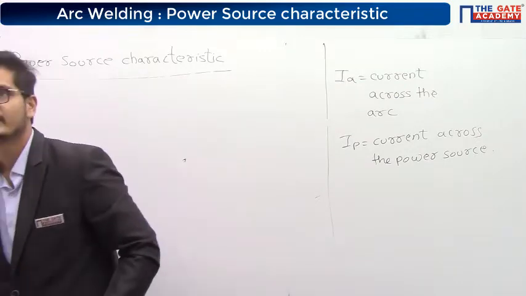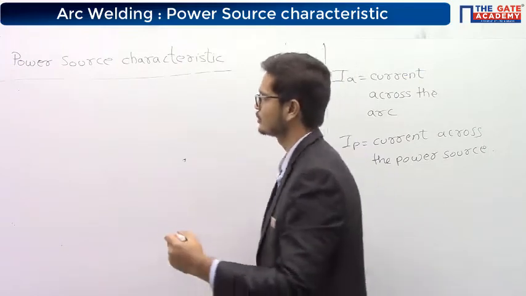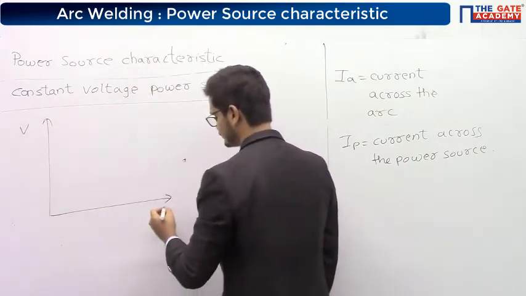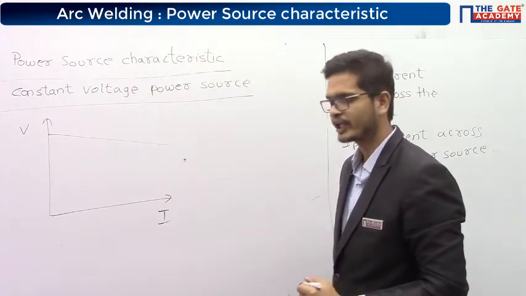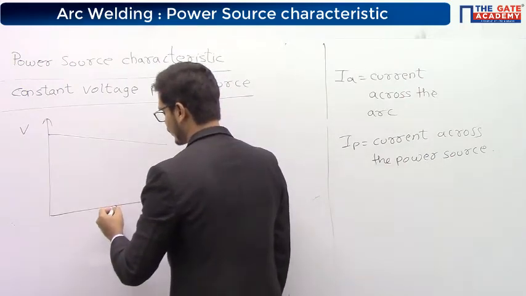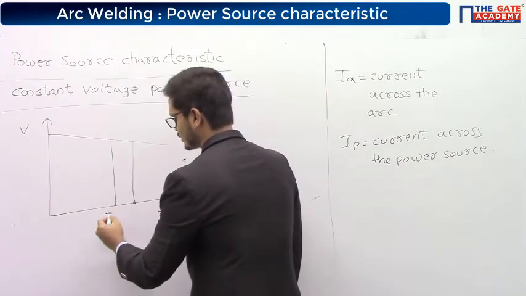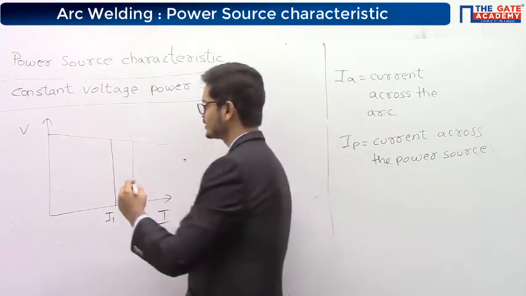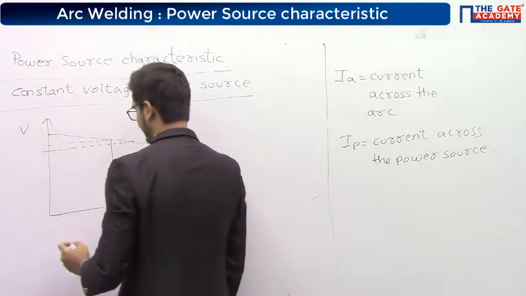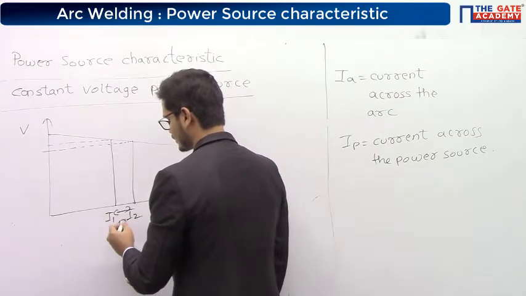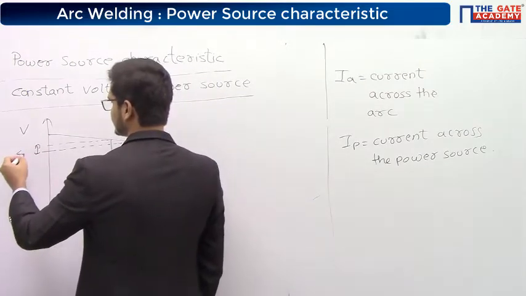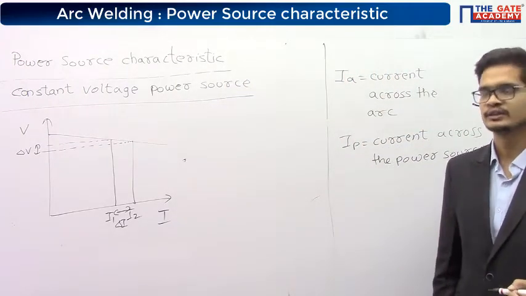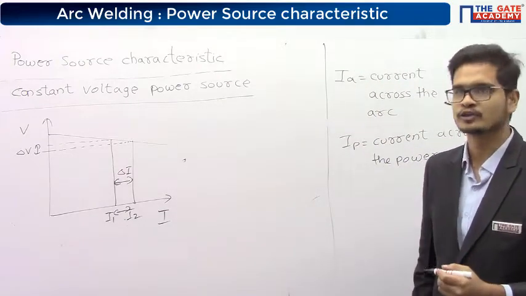Next is constant voltage power source. This is the V versus I graph. Now if I change the current, this was the initial current and this is the final current. Again you can see here, for the change in current, the change in voltage is very, very small. Hence this is called a constant voltage power source.